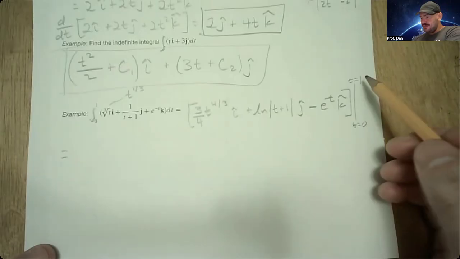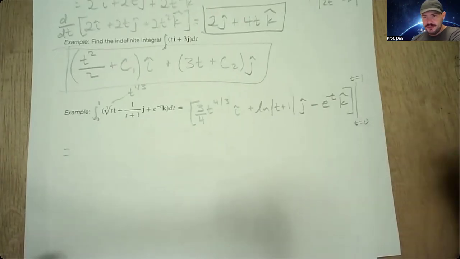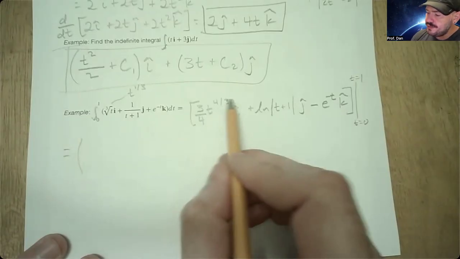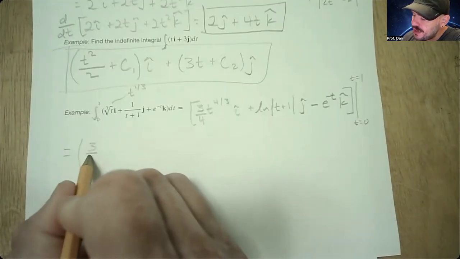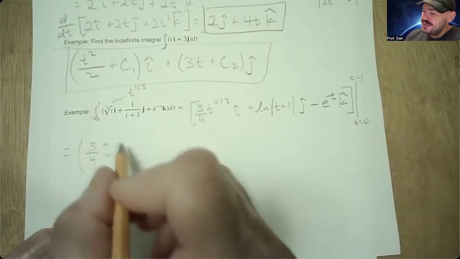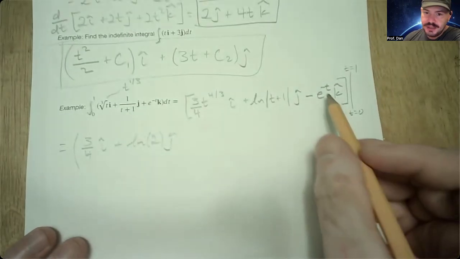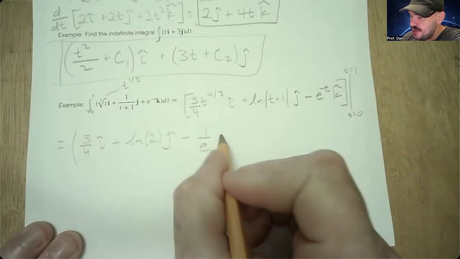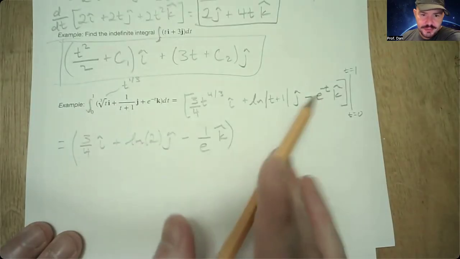So the way that works is we plug in the top number first to everything, plug in the bottom number, and subtract. So altogether, if I plug 1 in for t, 1 to the 4/3 is 1, times 3/4 gives me 3/4 i. Natural log of 1 plus 1, that's going to be natural log of 2 j. And then e to the negative 1, that's just 1 over e. So minus 1 over e k. This is what I get from plugging in the top number.